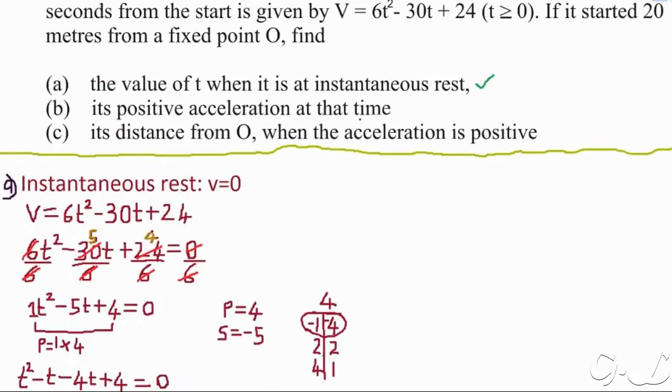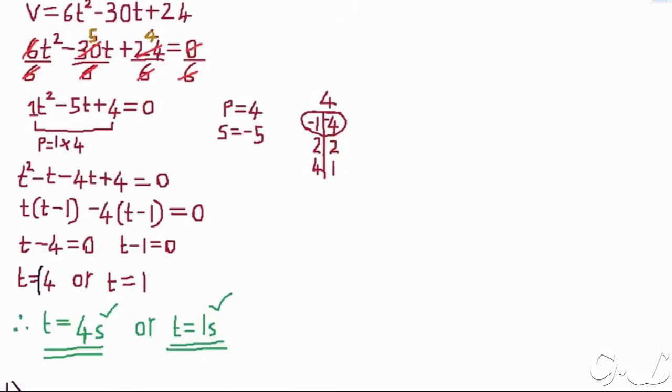So now we're given that it has positive acceleration at that time. So we have to take the time which we found in A, at that time when it was at instantaneous rest.